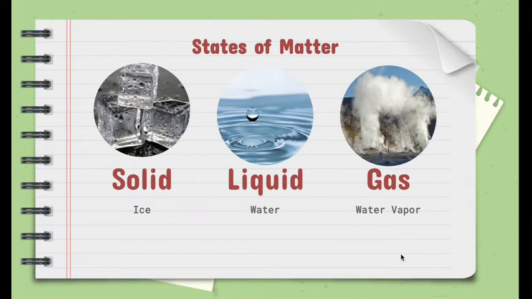Now, the last property we will discuss is state of matter. There are 3 states of matter. They are solid, liquid, and gas. A really good example is the 3 states of water. There's solid ice, liquid water, and water vapor as the gas state.